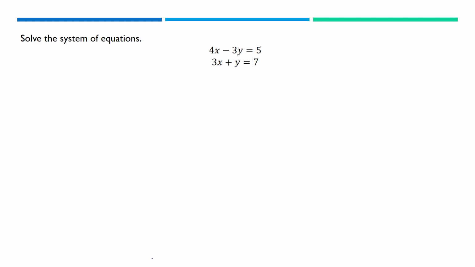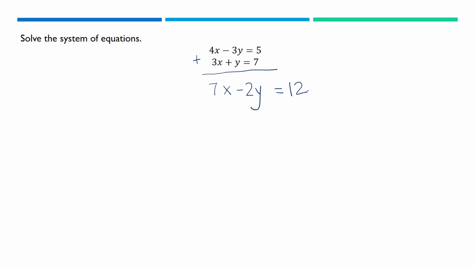Let's take a look at this. I've got a system of equations. If I try this new elimination method by adding equations, I get 7x minus 2y equals 12. A little bit of a problem here. That didn't really help because I didn't eliminate x or y. This is another true equation, but it's not getting me any closer to a solution to this system.